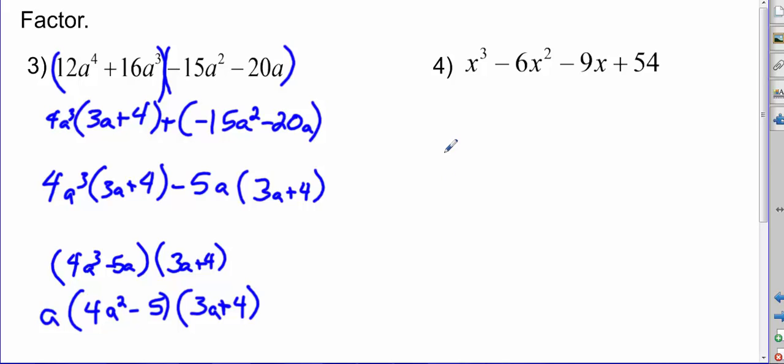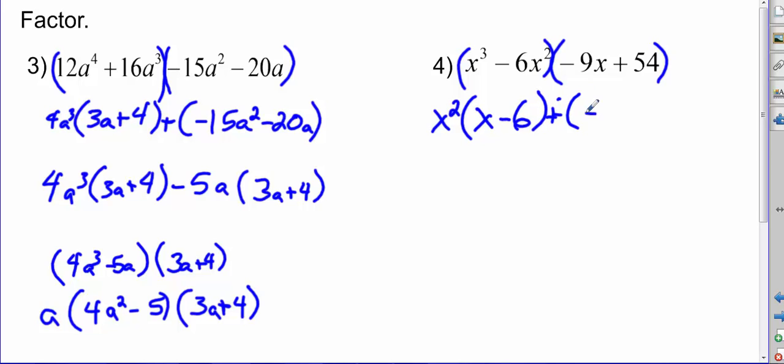Okay, on number 4, we're going to do this set. And then I'm also going to put my parentheses right there. I just want to make sure I don't mess up the sign that I put in front of my coefficient. So we're going to factor out an x squared over here. That's going to give us x minus 6, and then we're going to add everything inside of this set of parentheses.